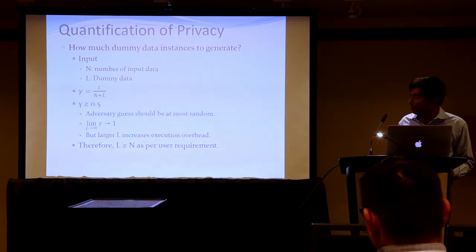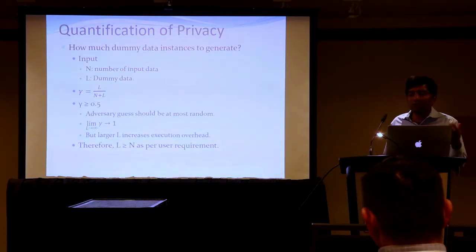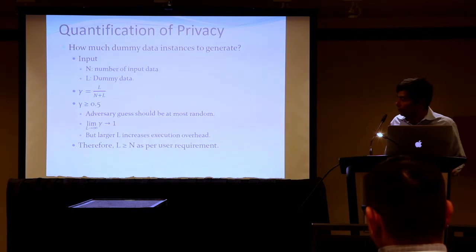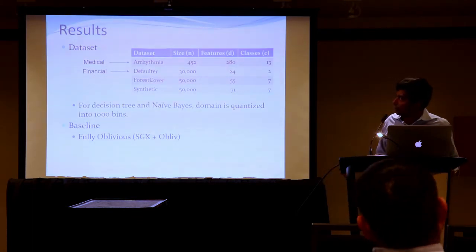So the adversary's guess should be at most random when gamma equals 1, but a large L increases the cost. The problem is we cannot use that, because it will be similar to a typical data oblivious solution, where for each test instance you explore the whole tree. But a larger L increases the execution overhead, or the timing, so usually we set L equal to n or slightly higher.